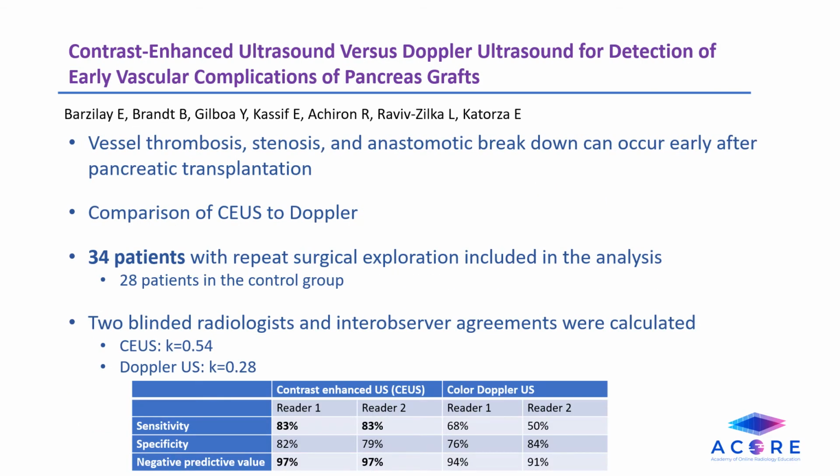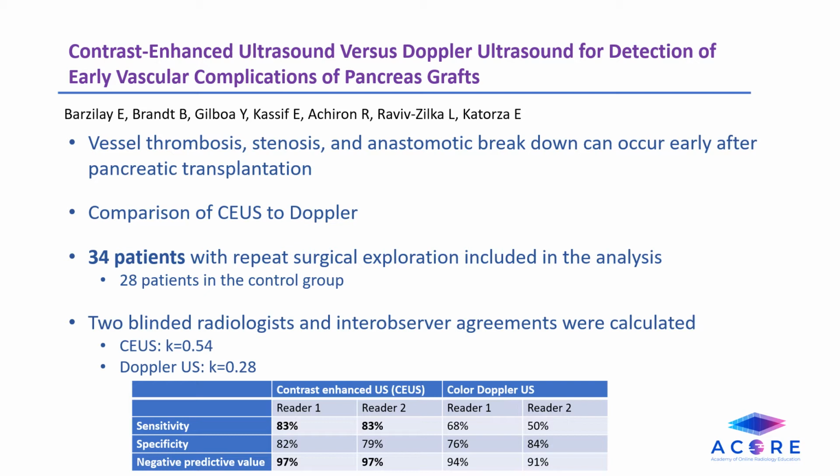Barzilay et al. via AJR brings us this article about contrast-enhanced ultrasound usage to detect early vascular complications in pancreatic grafts or transplants. These vascular complications include thrombosis, stenosis, or breakdown of the anastomosis, and usually occur early in the post-transplantation period. To evaluate contrast-enhanced ultrasound, they compared it with color Doppler ultrasound, which is the standard for evaluation. They had 34 patients who had these findings confirmed with repeat surgical exploration, and 28 patients in the control group. They used 2 radiologists to evaluate, and the inter-observer agreements were calculated.